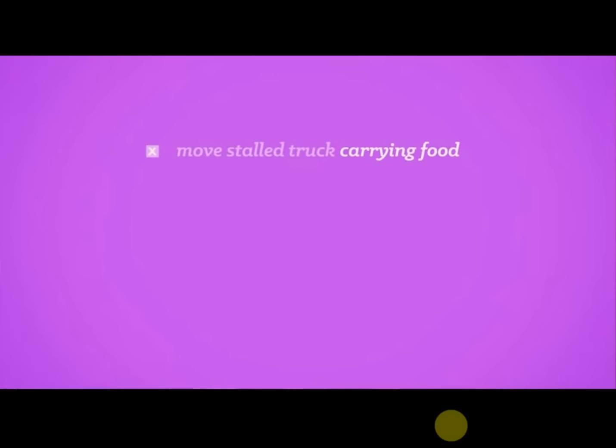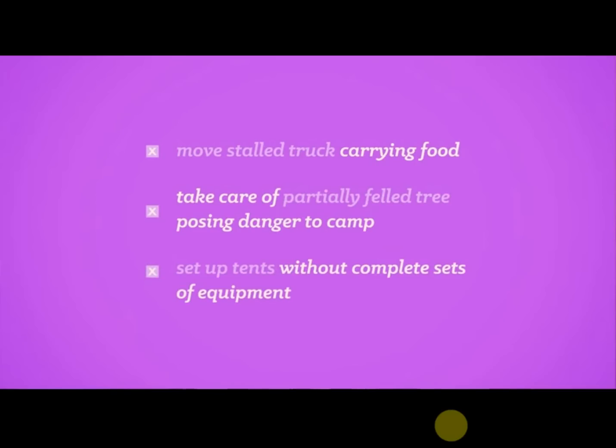After the games were over, the researchers integrated the groups and gave the kids shared goals that they could only achieve through cooperation. The tide quickly turned. All 22 boys worked together to move a stalled truck that was carrying their food. They took care of a partially felled tree that was deemed a danger to the camp. They collaborated in setting up tents, even though they weren't given complete sets of equipment. While isolation and competition made enemies of the strangers, shared goals and cooperation turned enemies into friends.